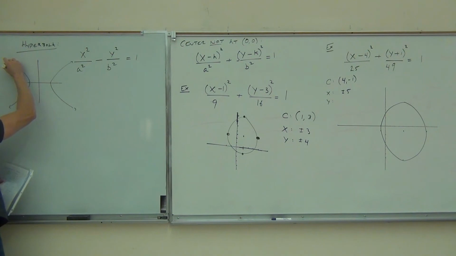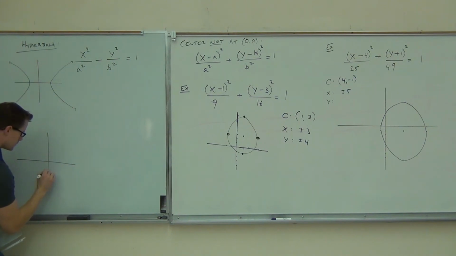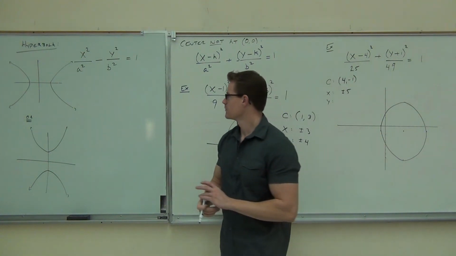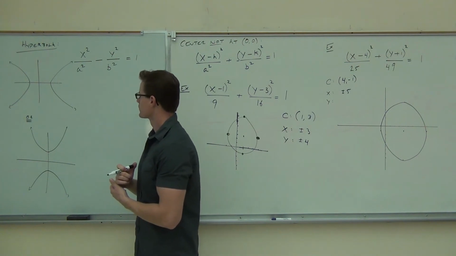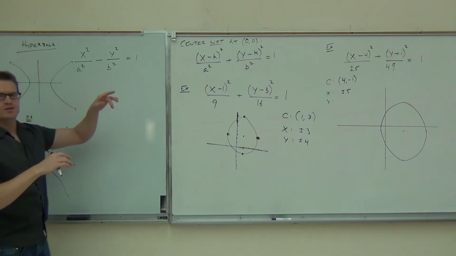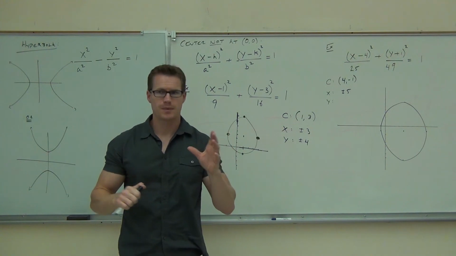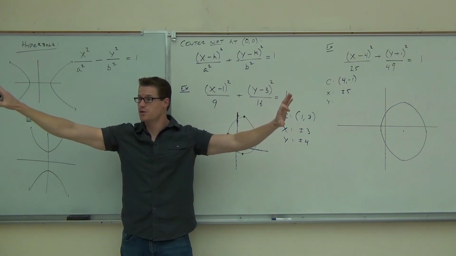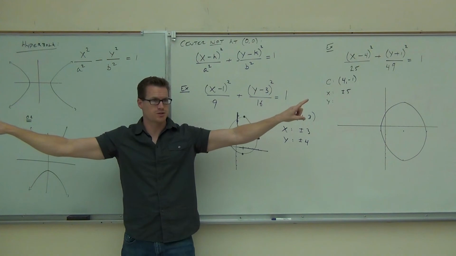It's like that. Or about like that. What's the difference? Well, if we have x squared minus y squared, what's coming first, x or y? In our formula, what comes first? X. That means we're going to be spreading out along the x direction. So if you start with x, you're going to be going in the x direction. Is that clear for you?